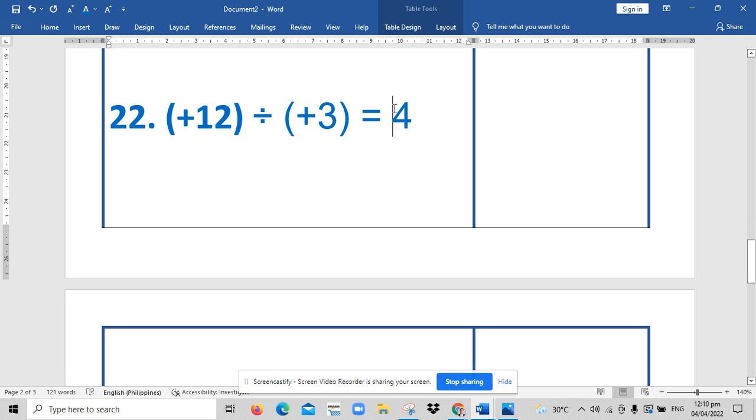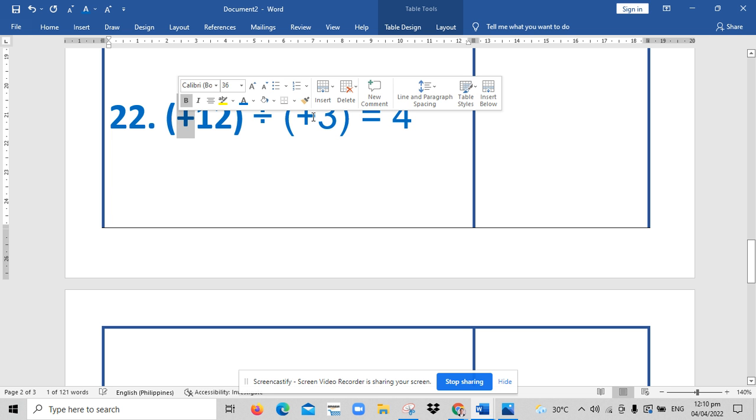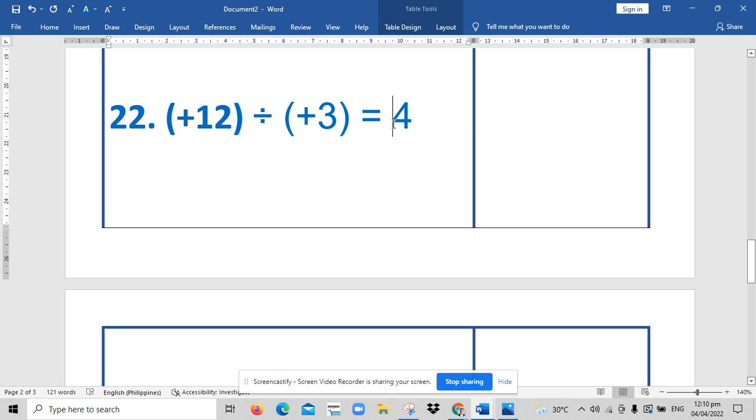As for the sign, class, again, you will just follow what we did in the multiplication process. When we divide both positive and positive, still the answer is positive. So same as in multiplication. Now, what if we have this example?